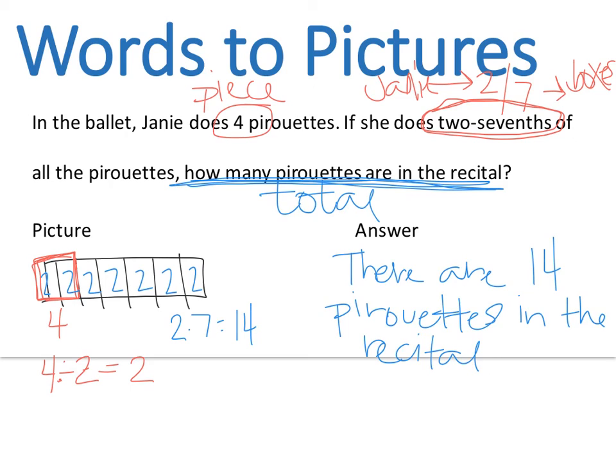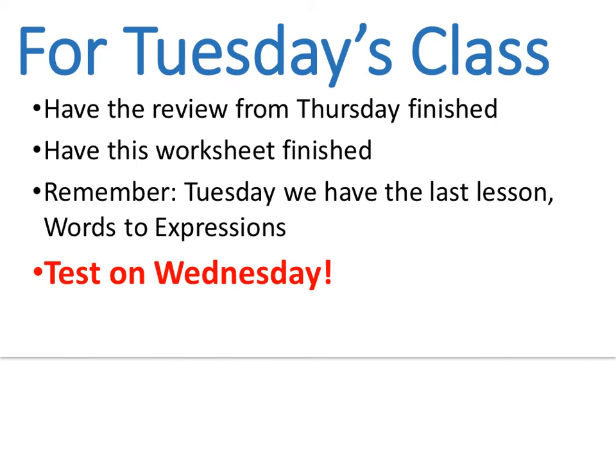I hope this quick run through of these examples helped a little bit. What you guys need to know is your test is going to be on Wednesday. So for tomorrow when I'm back in class, I need you to have your review from Thursday finished. You need to have this worksheet that you're about to get finished. And then Tuesday, we still have the very last lesson, which is words to expressions. Remember, that's questions 1 through 4 on the review. So if you still don't understand those, we'll go through that tomorrow. So remember, test Wednesday, have all your homework done, use this entire hour to work so that you are prepared for Tuesday and Wednesday. Good luck.